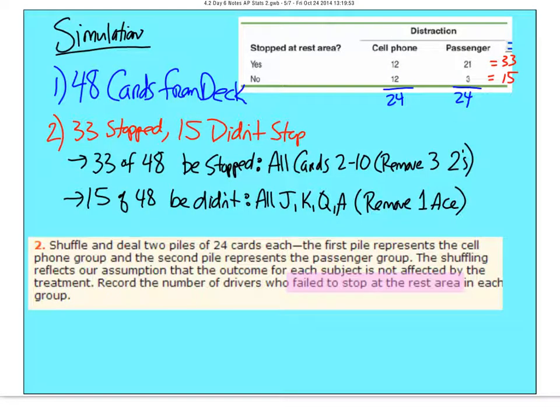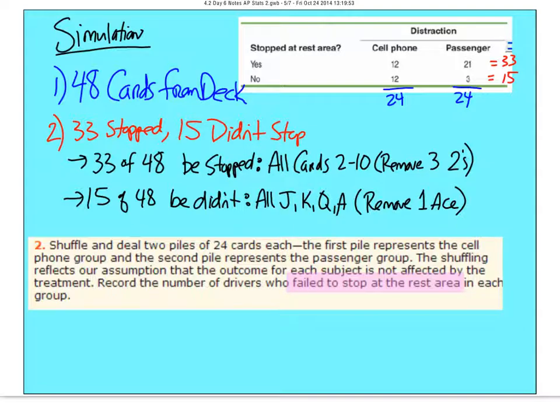So they had to simulate it, and what they did to do their simulation is, the first thing is they took 48 cards from a deck to simulate the actual people. And they realized that when you look at all of the groups, we had a total of 33 that stopped and 15 that didn't stop. So they defined 33 of the cards as stopping and 15 as not stopping.